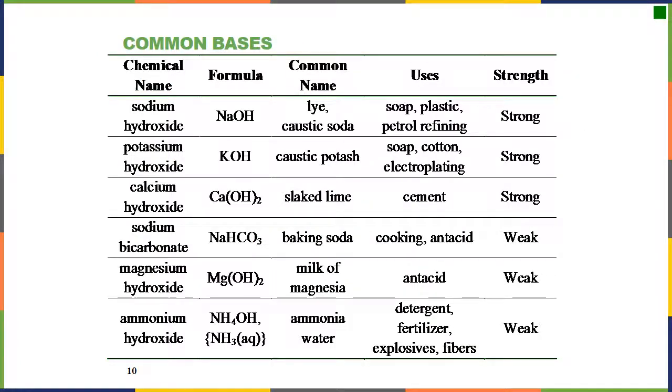These are some common bases. We see them around. Milk of magnesia is an interesting one. We actually use this as an antacid, as we do sodium bicarbonate. Sodium bicarbonate will also produce carbon dioxide when we cook, and we use that to produce bubbles in our food, like our cakes, and make them light and fluffy.